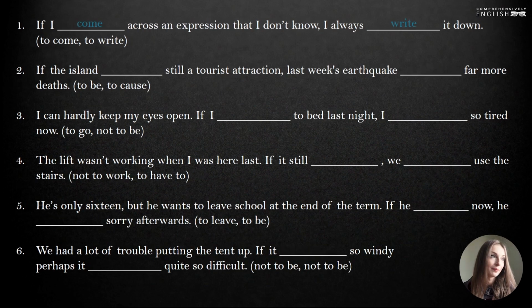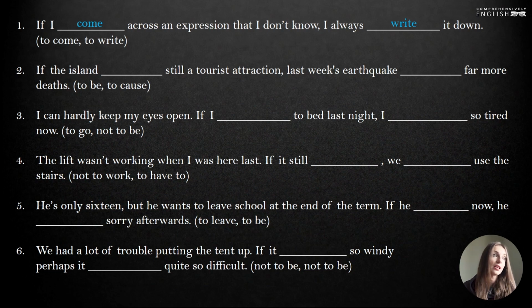If I come across an expression that I don't know, I always write it down. So what do we have here? We have the zero conditional. So if I come across an expression, I always write it down. Every time I come across an expression that I don't know, I write it down. The situation repeats over and over again every time the condition is met. The present simple tense is used in both clauses.